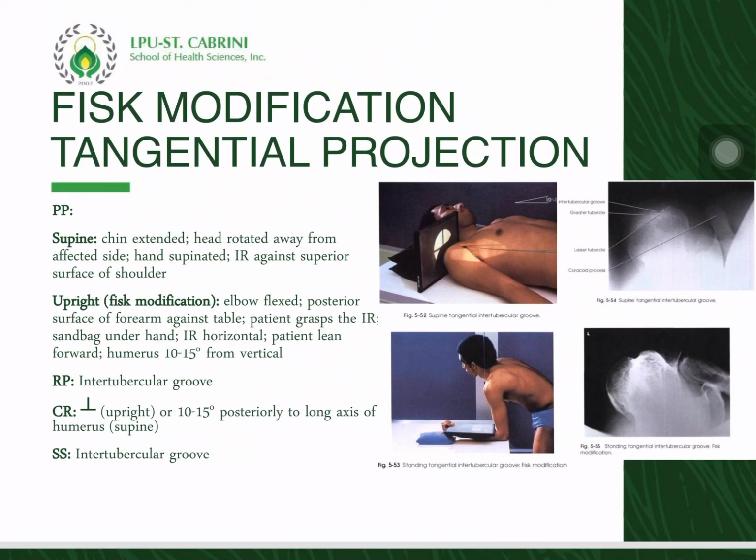And another way to demonstrate the intertubercular groove is the Fisk modification, where the patient is in upright position, elbow flexed so that the posterior surface of the forearm is placed against the table while grasping the horizontal image receptor. Sandbags may be used as a support for the hands. Have the patient lean forward to place the humerus 10 to 15 degrees from the vertical position and direct the central ray perpendicular to the intertubercular groove.